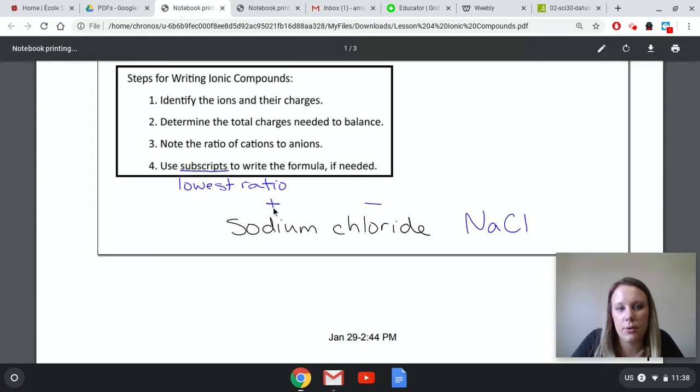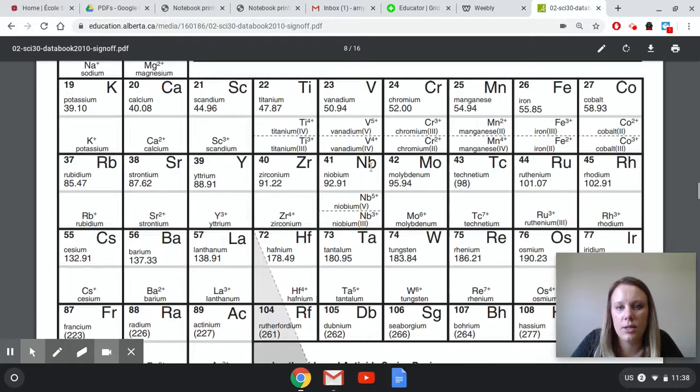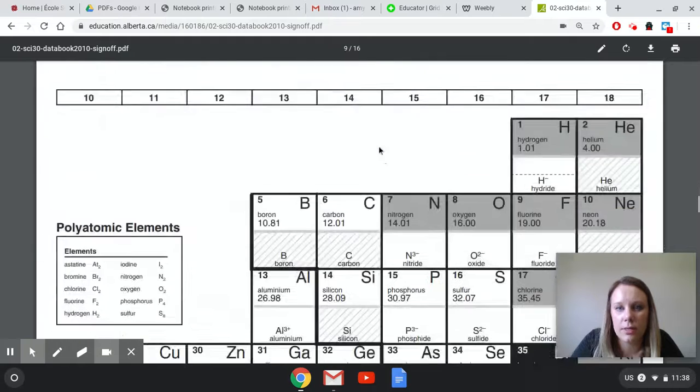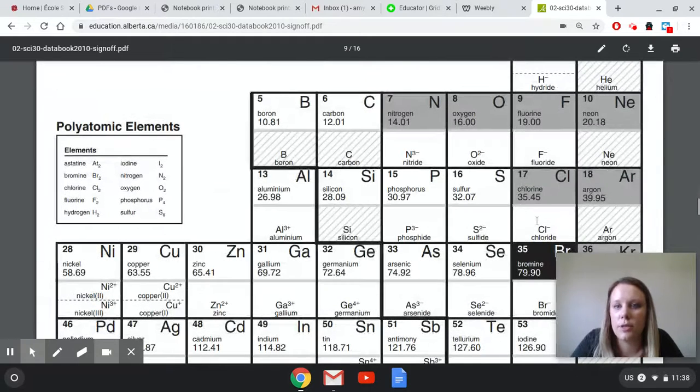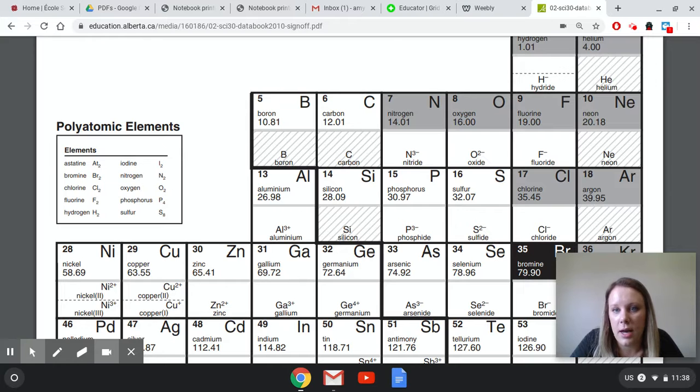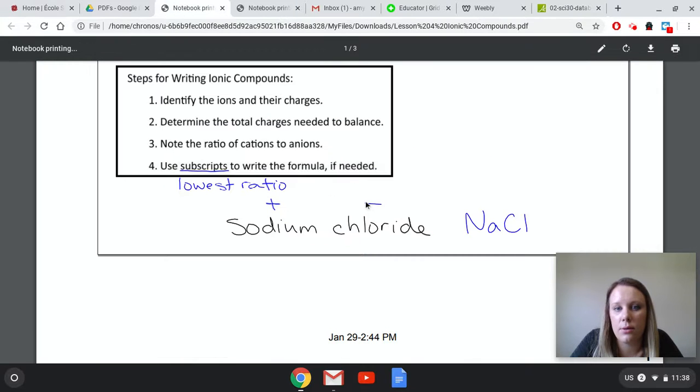In my notes, I wrote a plus sign above sodium. And then finding chlorine, it is going to be a non-metal since it was written second. And it's over here, atomic number 17. And you can see that chlorine is the atom and chloride is what we call the ion. So this one has a charge of -1. You can see in my notes that I wrote a negative on top of chloride.